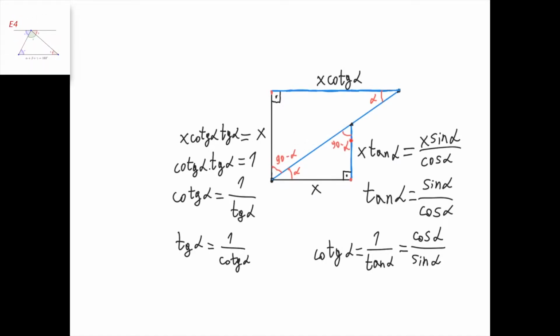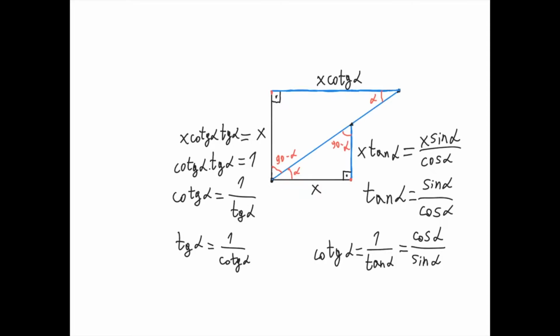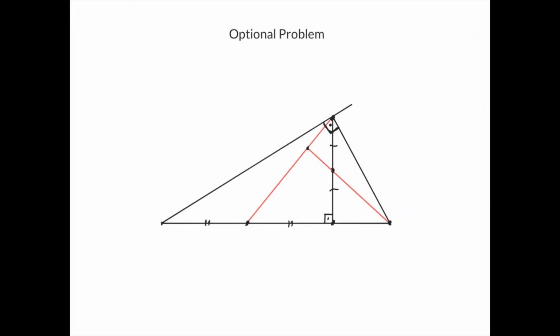Now take a look at this angle, which is 90 minus alpha, and this angle, which is 90 minus alpha. We know that the tangent of this angle is this side divided by this side, but this is exactly the cotangent of alpha. Similarly, the cotangent of 90 minus alpha here is this side divided by this side, which is exactly the tangent of this angle here, this side divided by this side. Therefore, tangent of 90 degrees minus alpha equals cotangent of alpha, and cotangent of 90 degrees minus alpha equals tangent of alpha. Here's the optional problem.